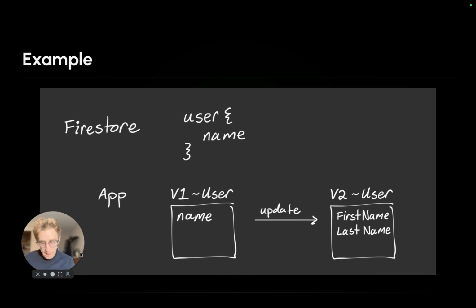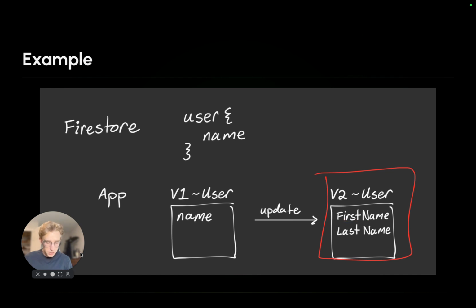We still have this Firestore database. You've got all of your data in there from users that were using V1. They've been signing up, all this stuff. That's great. But now you have released this update. And this update leads to V2, where you have your user model and you're storing first name and last name.